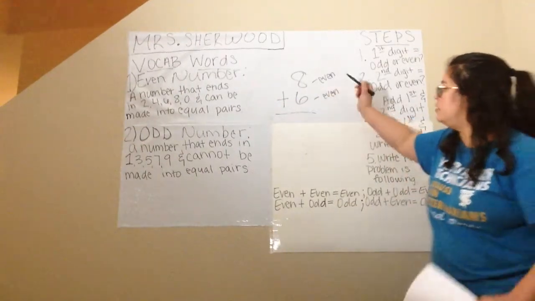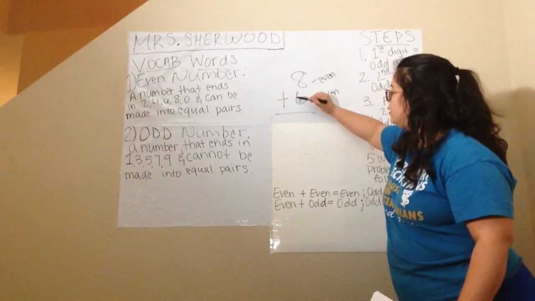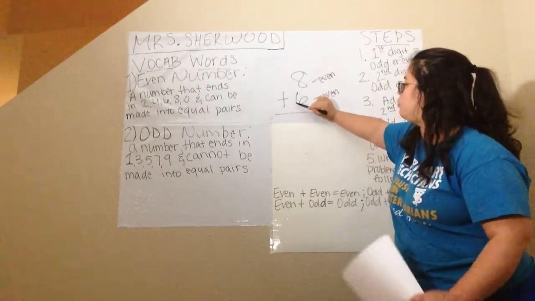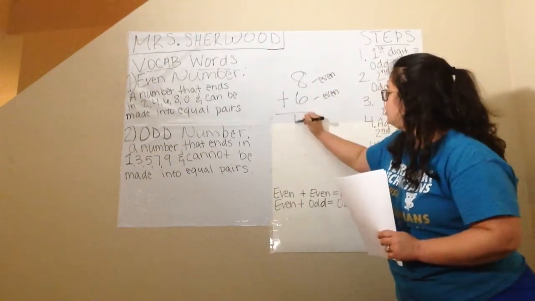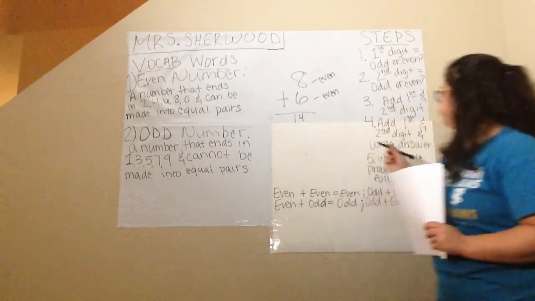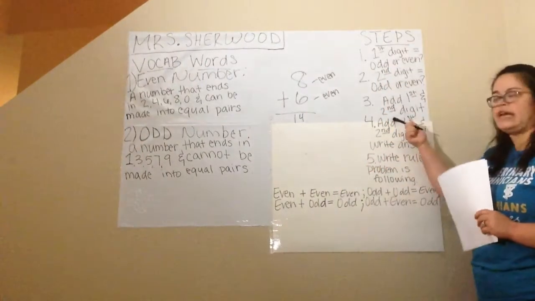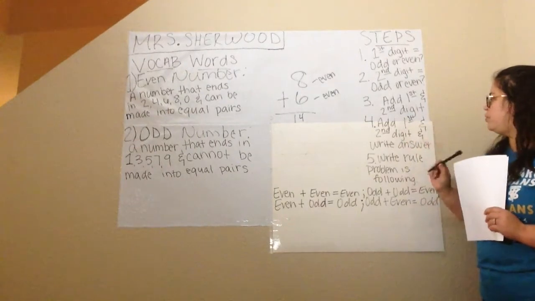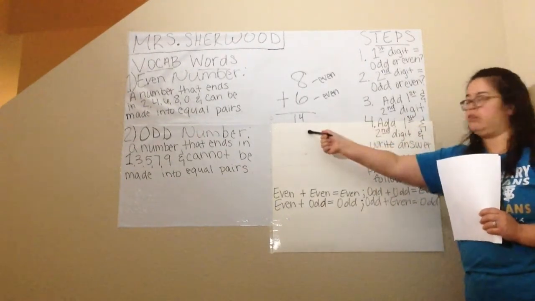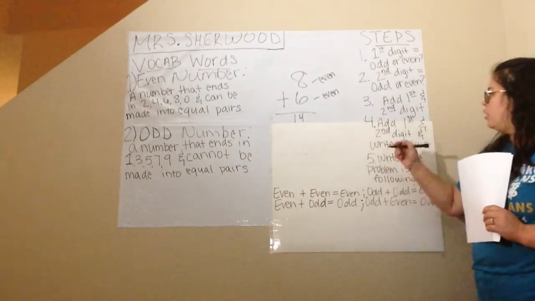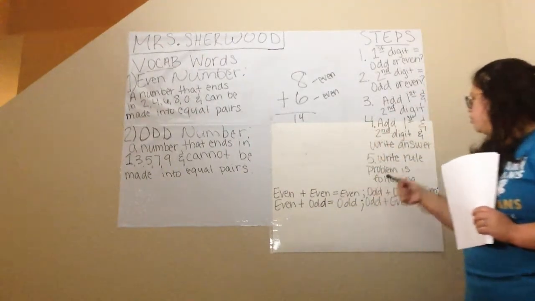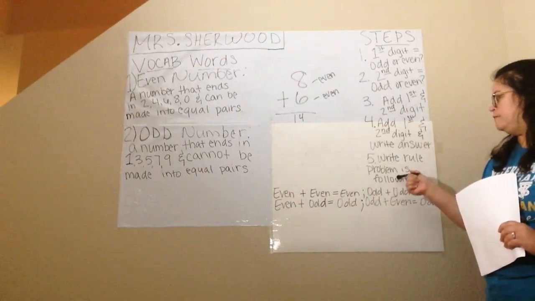Our third step, we are going to be adding our first and second digit together. So 8 plus 6, so 8, 9, 10, 11, 12, 13, 14. And then we'll write our answer down. Okay, so you're going to add the first and second digit together. Step 3, step 4, you're going to write your answer of what you get.